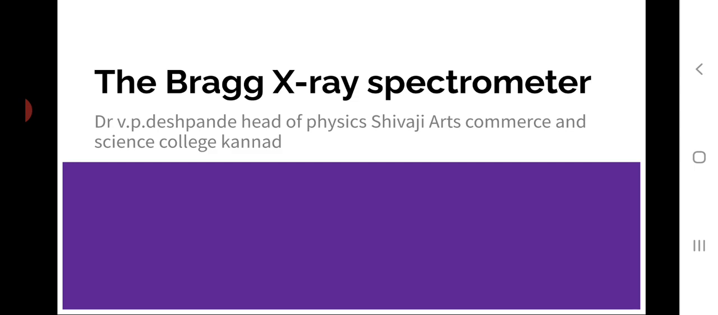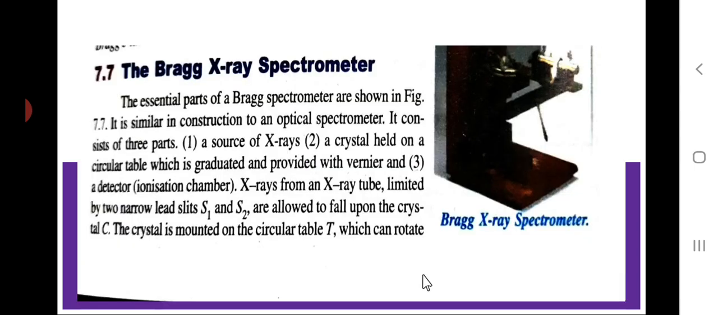Now today we discuss about the Bragg's X-ray spectrometer. The essential parts of Bragg's spectrometer are shown in figure. It is similar in construction to an optical spectrometer. It consists of three parts. One is a source of X-rays. Second, a crystal held on a circular table which is graduated and provided with vernier, and third, a detector, that is ionization chamber.